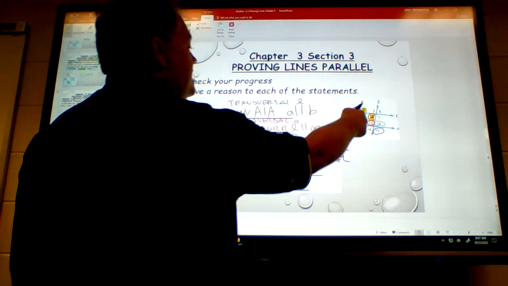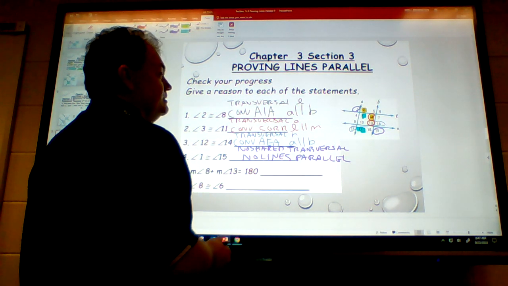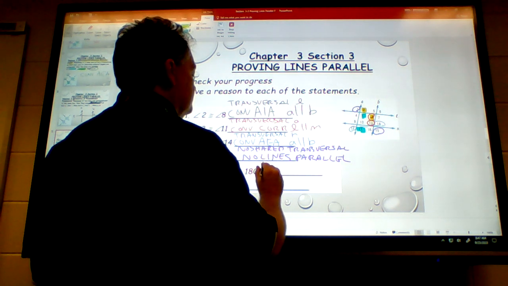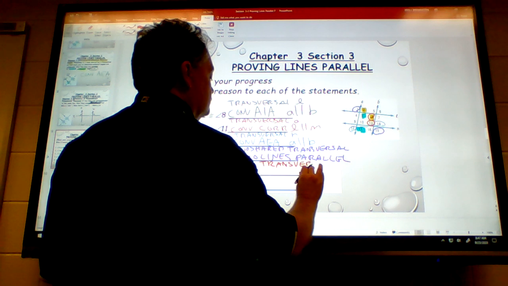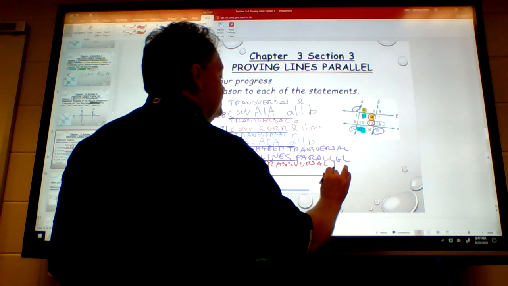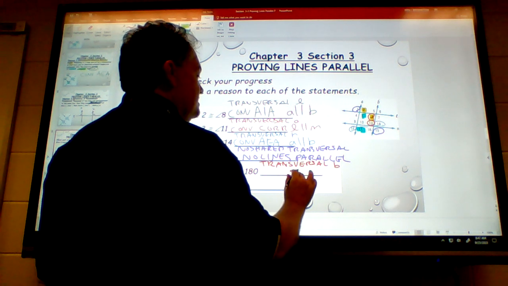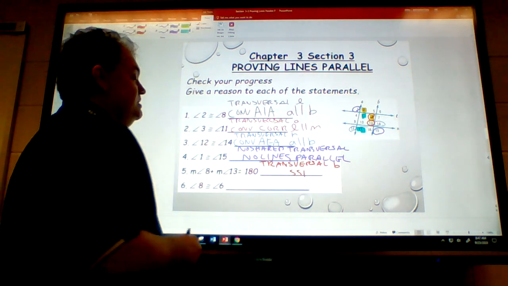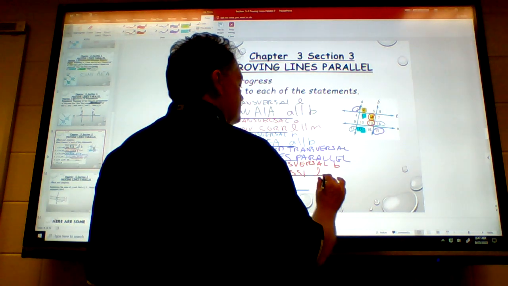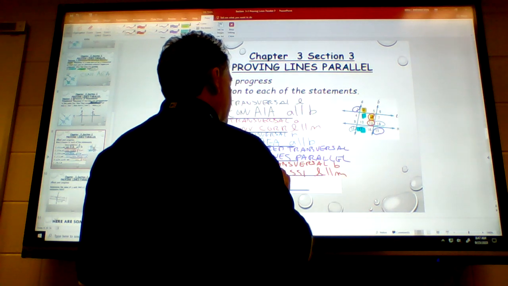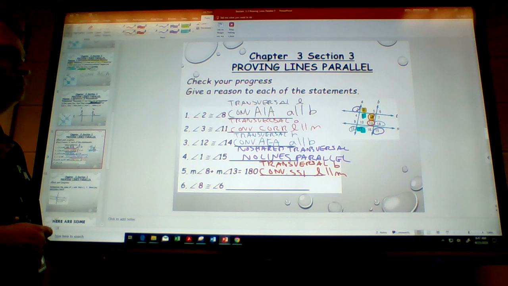But okay, now 8 and 13. I circled those. Those are same side interior angles, and the transversal is B. So those are same side interior angles, and we know that they have a sum of 180. So they are going to prove that L is parallel to M by the converse of same side interior angles.